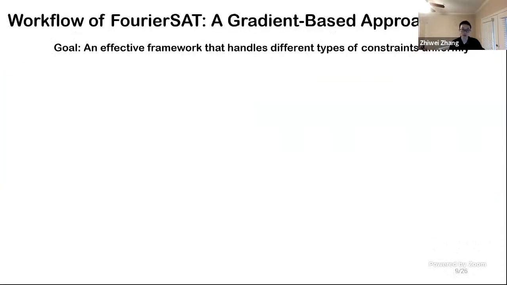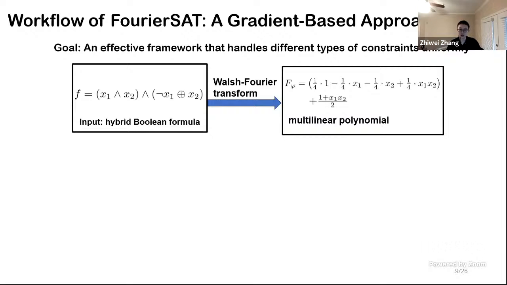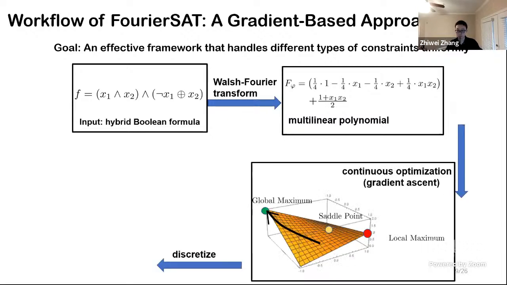So here I will just show you the overall workflow of our framework. The goal is to design an effective framework that handles different types of constraints uniformly. Our input is a hybrid Boolean formula, and we can do some kind of transform, which I will describe later, to generate a multilinear polynomial. Then we will be able to do continuous optimization based on some gradient approaches.